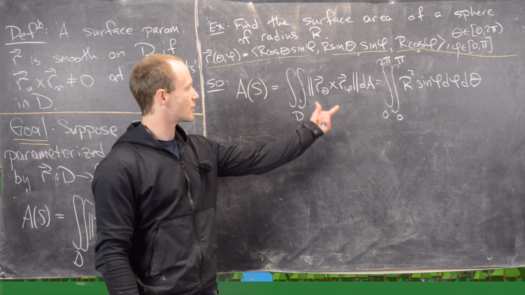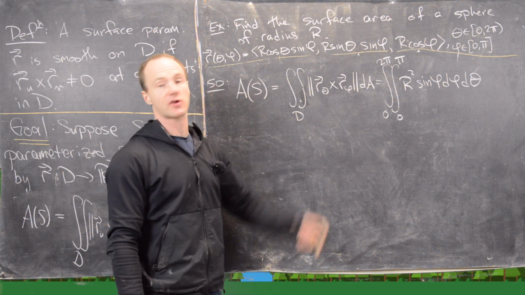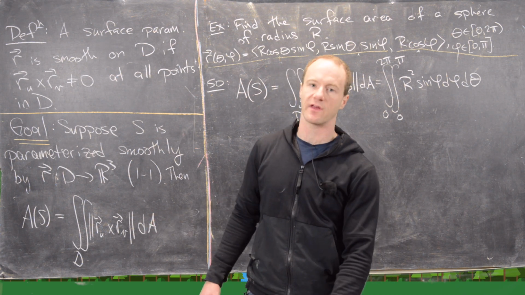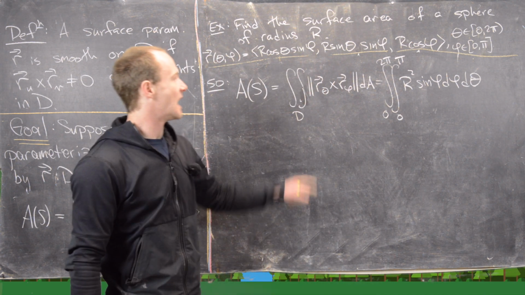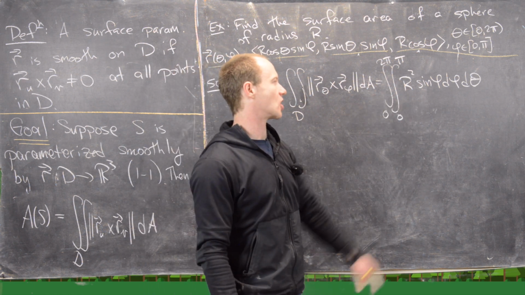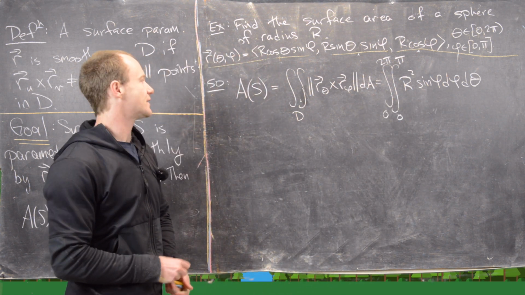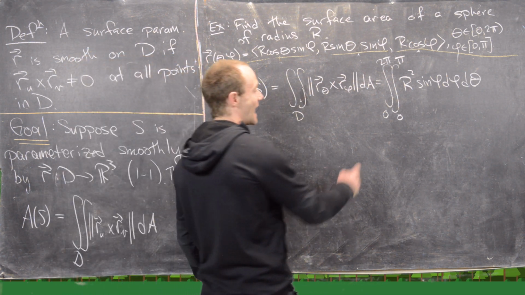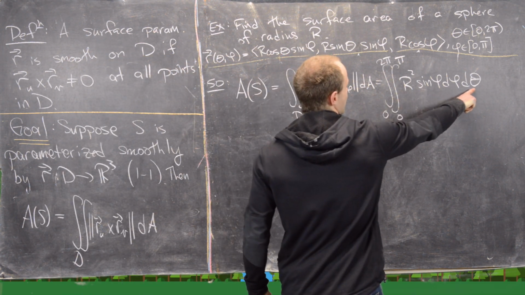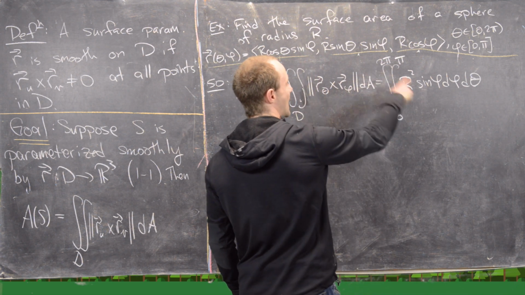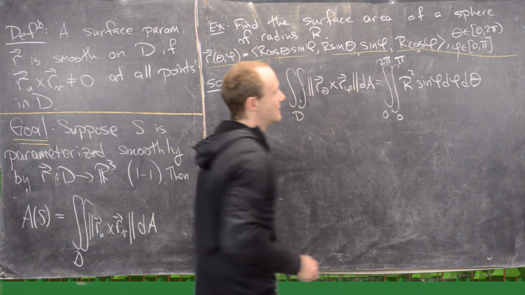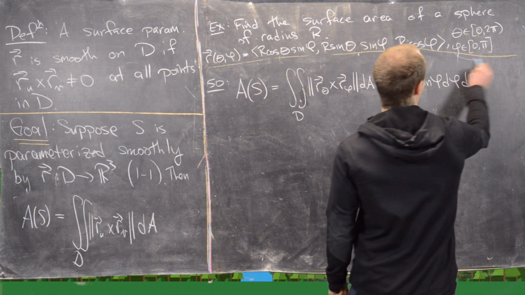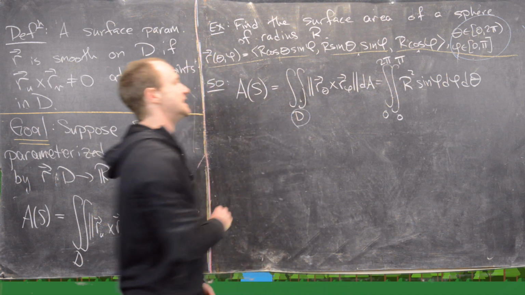Okay, so on the last board we calculated the magnitude of the cross product of r theta with r phi, being motivated by this formula that we derived earlier in the video, and we calculated that that cross product was r squared times sine phi. And so that allows us to write this area of the sphere of radius capital R as this double integral. The theta integral is going from 0 to 2 pi, the phi integral from 0 to pi of our r squared sine phi. And notice that that is the region described by D here.